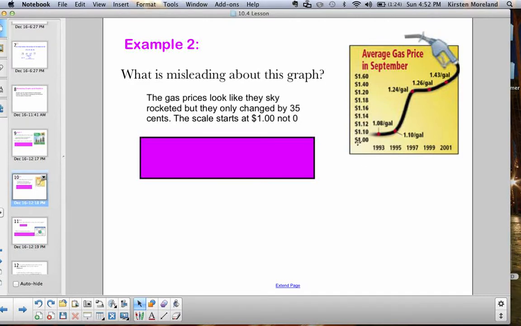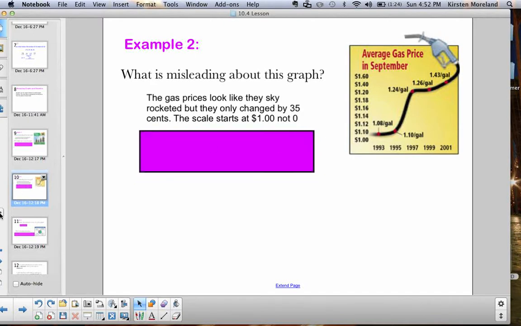Again, you have to check your scale. It starts at $1, which makes it look huge in comparison to what it actually is.